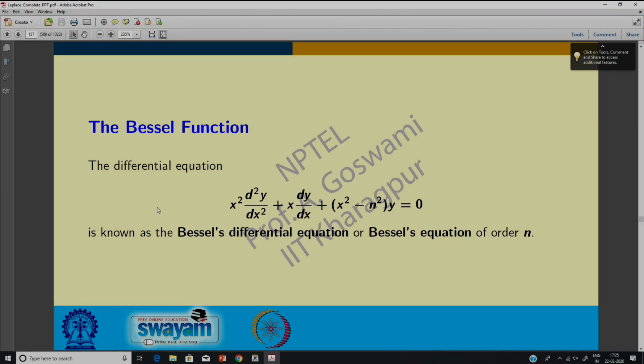the Bessel differential equation, which is of the form x squared d2y/dx2 plus x dy/dx plus (x squared minus n squared) into y equals 0. This is known as the Bessel differential equation, or sometimes we say the Bessel equation of order n. So, the Bessel equation of order n is of the form x squared d2y/dx2 plus x dy/dx plus (x squared minus n squared) y equals 0.